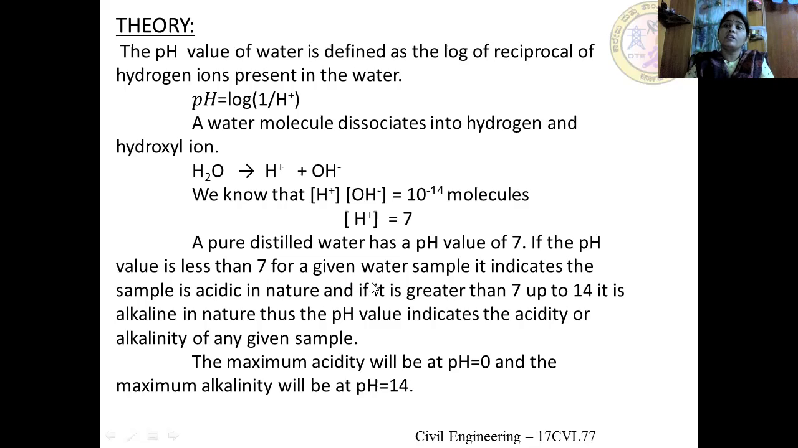If the pH value is less than 7 for any given water sample, it indicates that the sample is acidic in nature. And if it is greater than 7 up to 14, it indicates the sample is alkaline or basic in nature. So the maximum acidity will be at a pH equal to 0, and maximum alkalinity will be at a pH equal to 14.